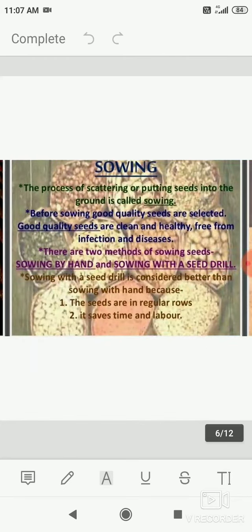Now sowing. It is the process of scattering or putting seeds into the ground. Before sowing, good quality seeds are selected. Good quality seeds are clean and healthy, free from infection and diseases. There are two methods of sowing seeds, sowing by hand and sowing with a seed drill. Sowing with a seed drill is considered better than sowing by hand because the seeds are in regular rows and it saves time and labor.